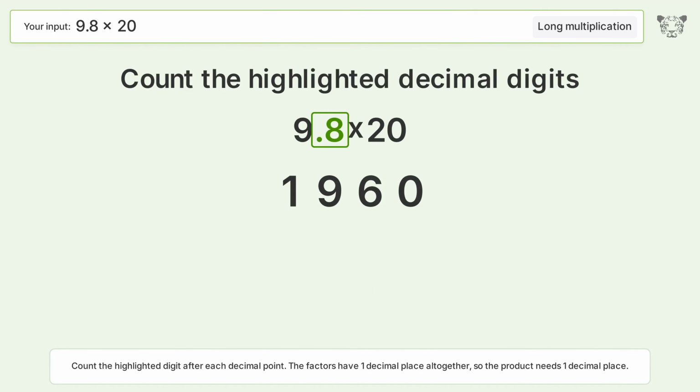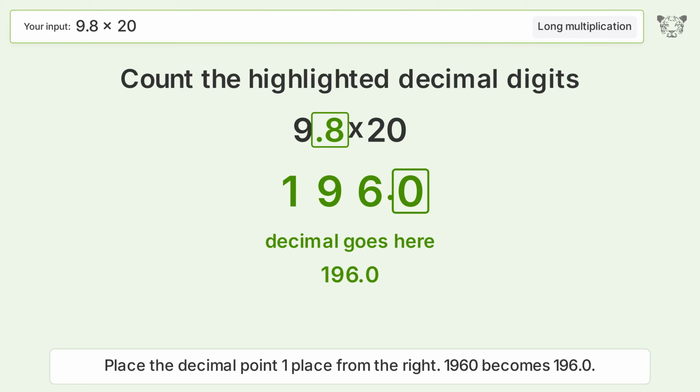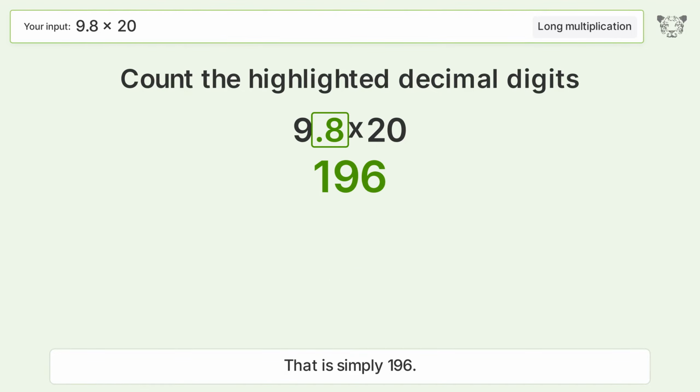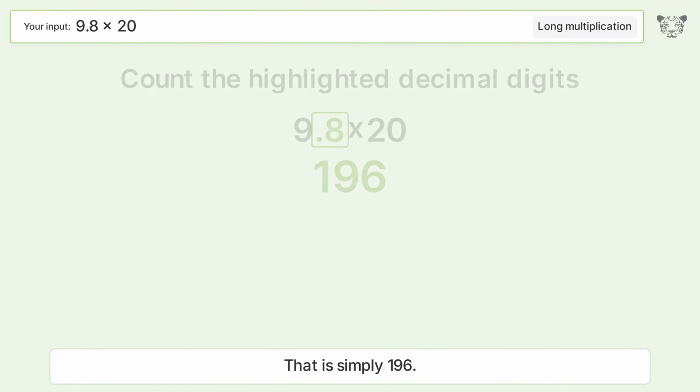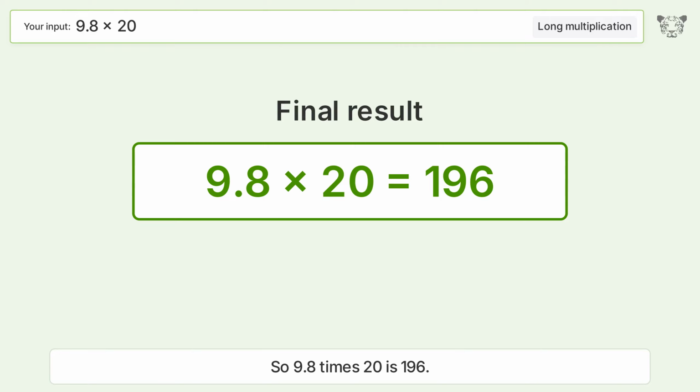Count the highlighted digit after each decimal point. The factors have one decimal place altogether, so the product needs one decimal place. Place the decimal point one place from the right. 1960 becomes 196.0. That is simply 196. So 9.8 times 20 is 196.